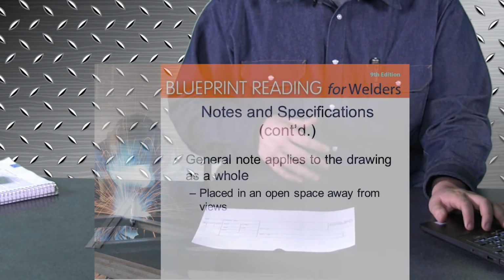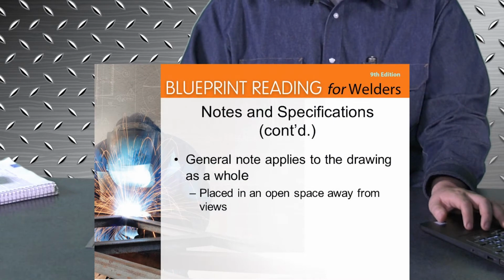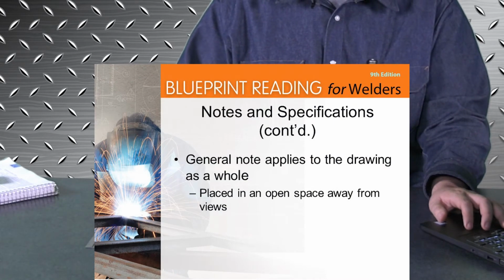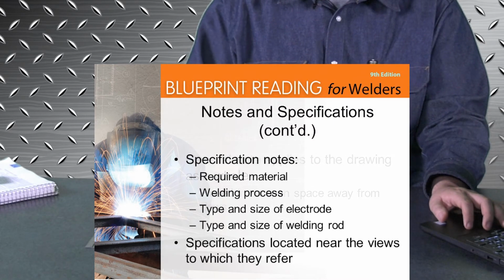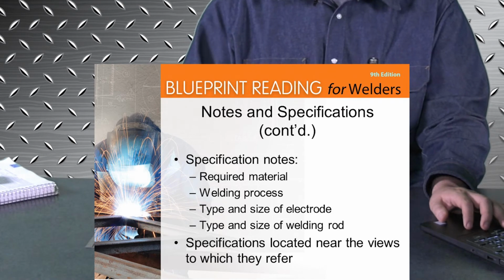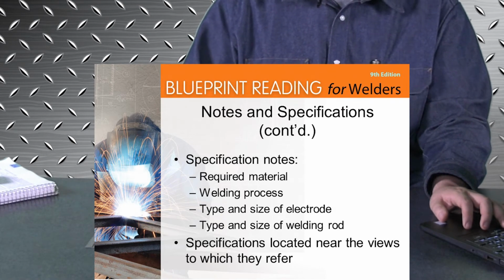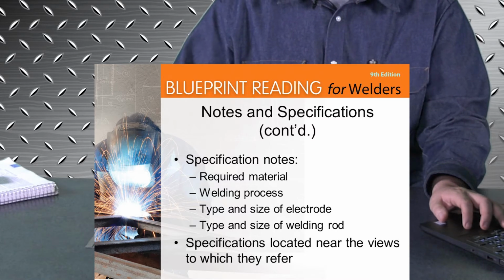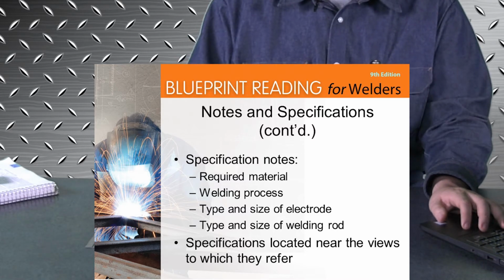Now, general notes applied to the drawing as a whole are going to be placed in an open space away from views. And then specific notes or specifications are going to be things like required materials, welding process, type and size of electrode, type and size of welding rod. Specifications are going to be located near the views to which they are referring.